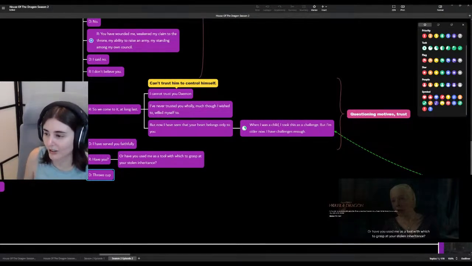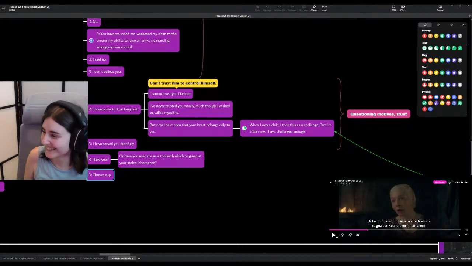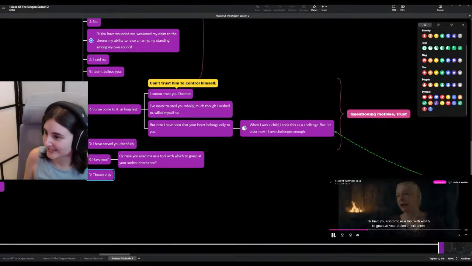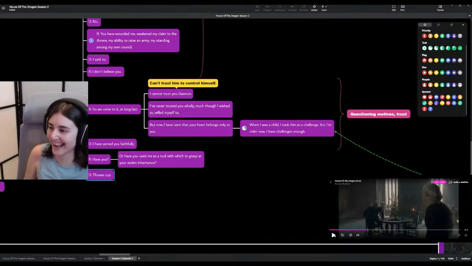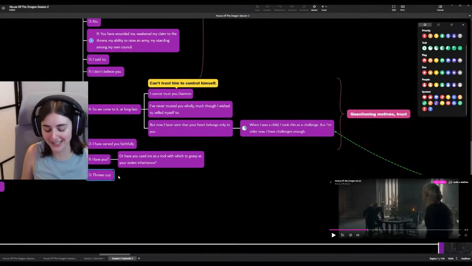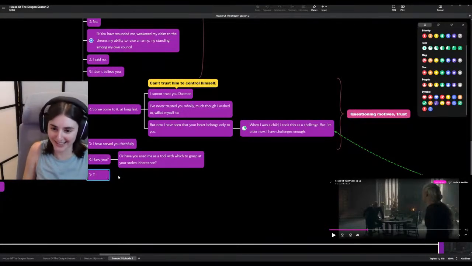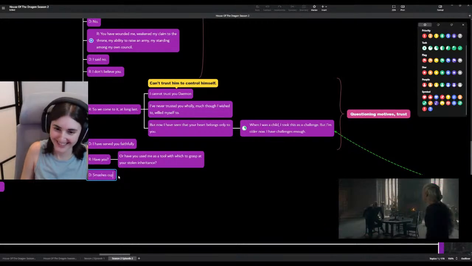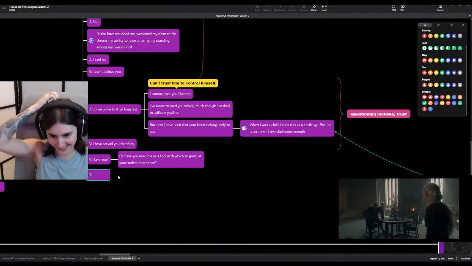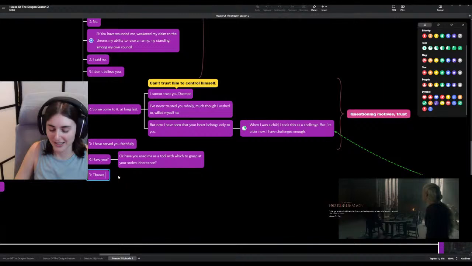The double cup slap was kind of hot, not gonna lie. With which to grasp at your stolen inheritance. Smack! Throws cup, it is throws cup, smashes cup and jug, or what do we call it? I'll just say throws cup and jug off table in anger.